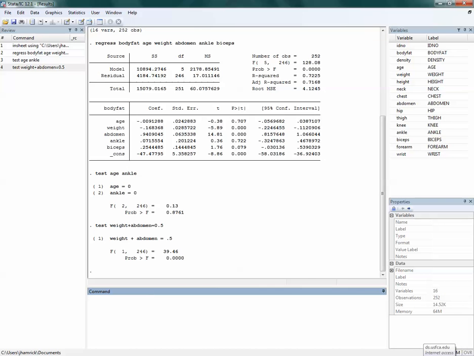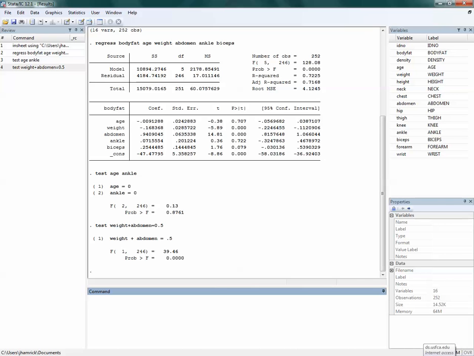Well, when you execute this test in Stata, notice that there's a couple of differences. We have one restriction here, that is one equation, so we have 1 degree of freedom in the numerator of this F statistic, and we have the same number of degrees of freedom in the denominator. Now this F statistic is very large, and the associated p-value is very small, so that means we can definitely reject the null hypothesis that the sum of weight and abdomen is equal to 0.5. And in some sense that makes sense.